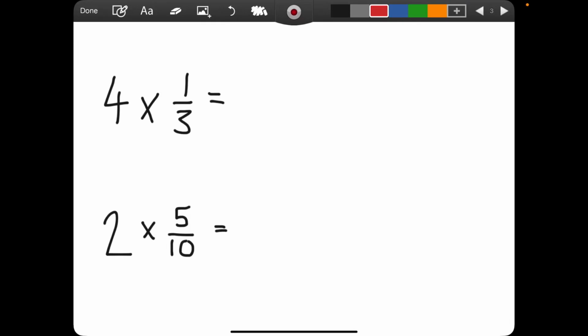Okay, in this video we're going to be looking at how to multiply a whole number by a fraction. So real easy, let's have a look. We've got 4, which is a whole number, times 1 over 3. All I need to do is make my whole numbers into fractions. So let's do it. Okay, 4 as a fraction is 4 over 1. And then we're going to times it by 1 over 3.